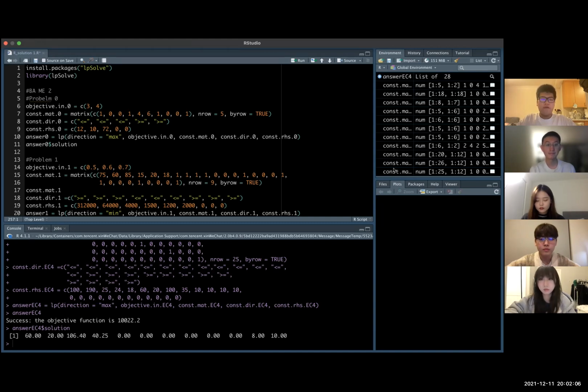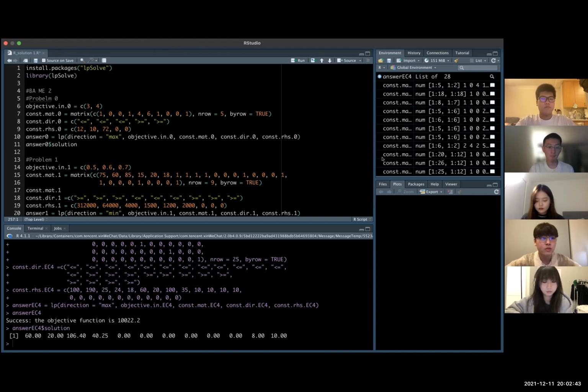So we put the left-hand side into the constraint matrix. Since we have 5 constraints, we divide them into 5 groups by sequence, which means the number of rows equals 5. And we put less than or equal to and greater than or equal to into the direction of the constraint. The right-hand side values are the constraint RHS. Then we use the lp function to get the answer and the solution, which is 12 and 4.